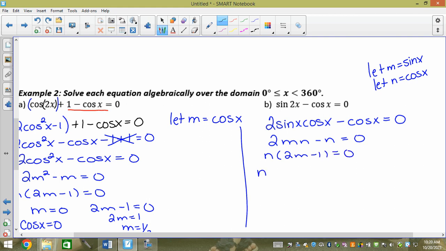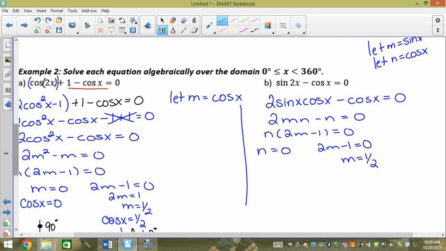I get n equals 0. And I get 2m minus 1 equals 0. So m equals a half. Now the problem here is that some people replace them backwards when they put them back in. Like double, triple check what you're replacing with. So n is cos x. And m is sine x.